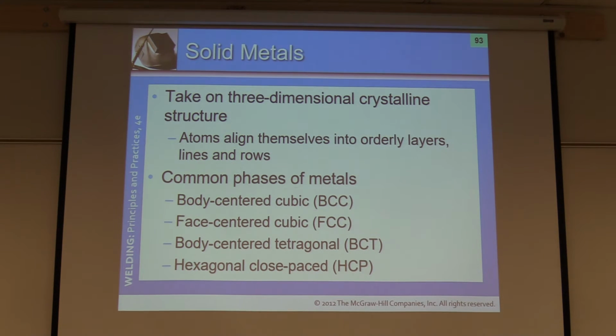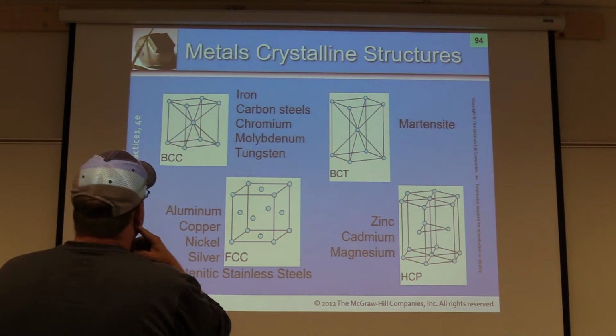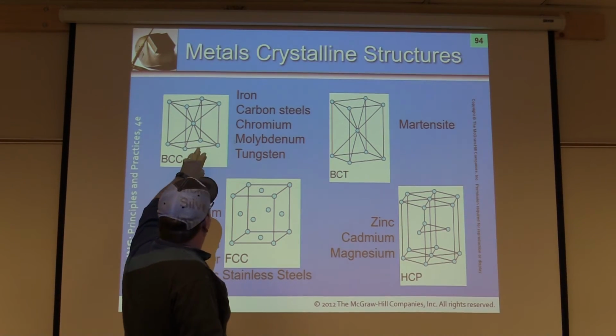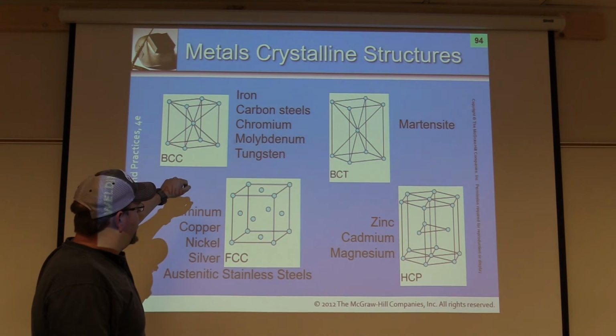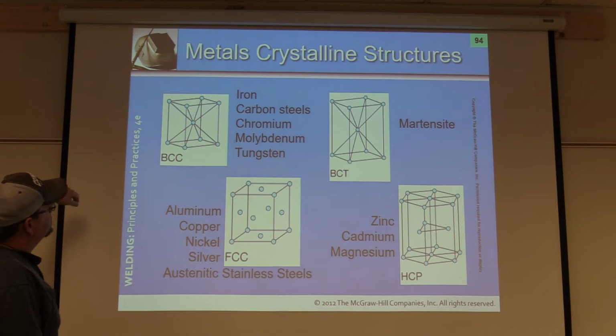So, body-centered cubic, face-centered cubic, body-centered tetragonal, hexagonal close pack. These are on page 76, table 3-1. You can refer to them as well. So this is your normal steel, everyday steel. Right here is your body-centered cubic structure. Okay. Iron, carbon steel, chromium, molybdenum, tungsten.